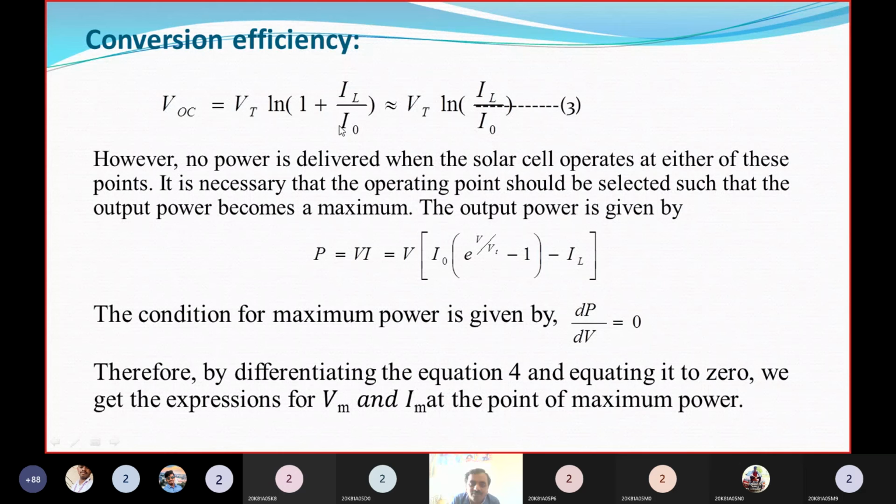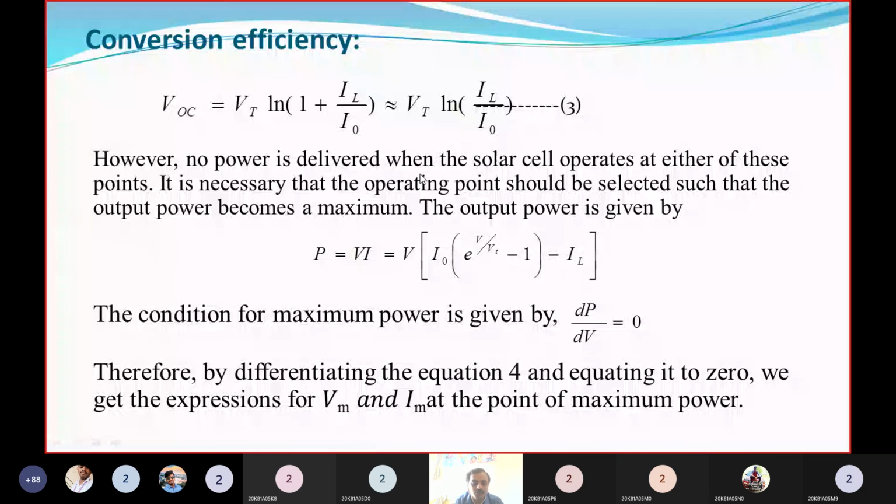Compared to IL, I naught, the reverse saturation current, is very, very small. As we already discussed, in reverse bias the current is very small. So IL by I naught is very much greater than 1, and we can neglect the one. Simply, VOC is equal to VT into ln of IL by I naught. This is equation number 3, the VOC.